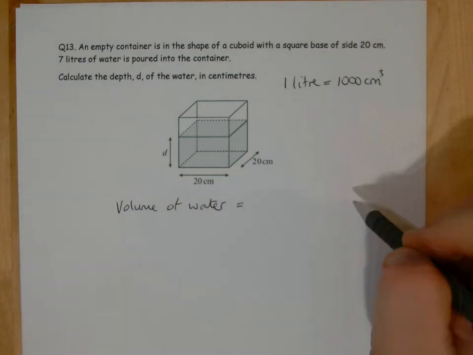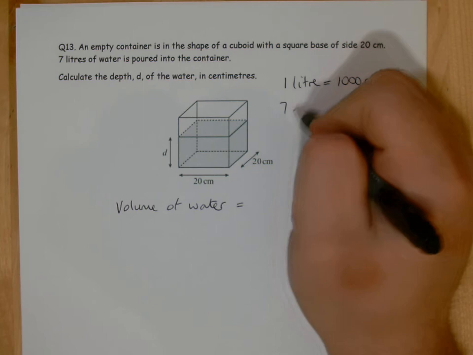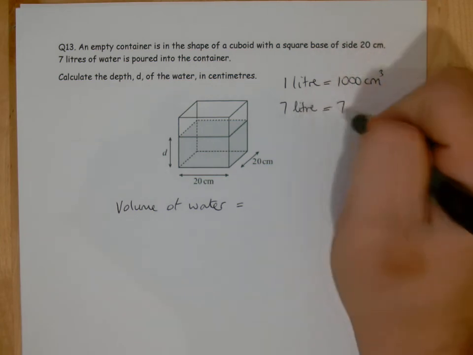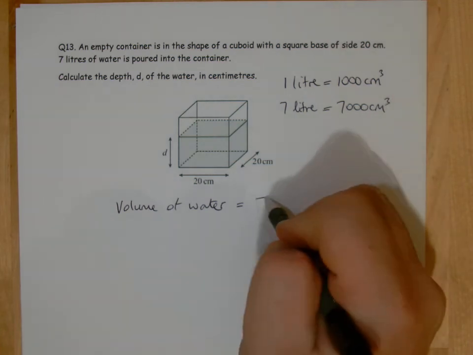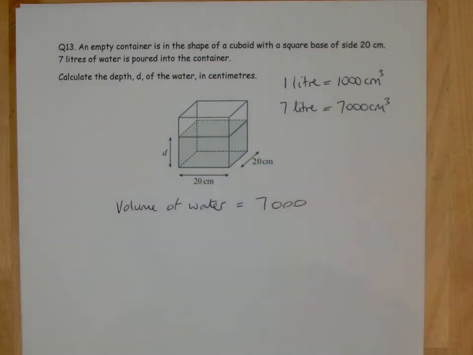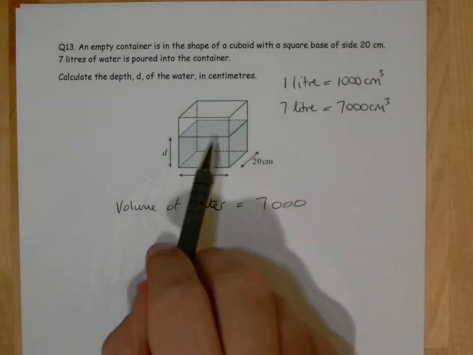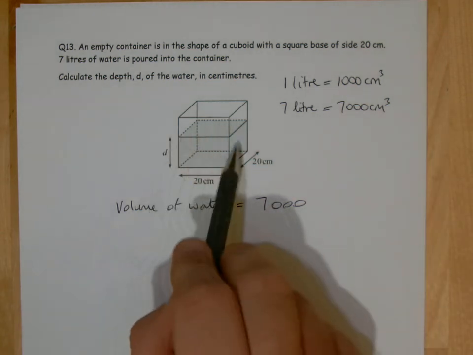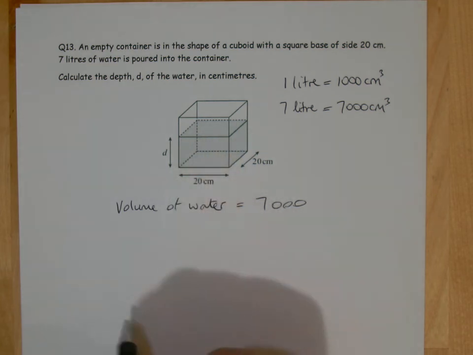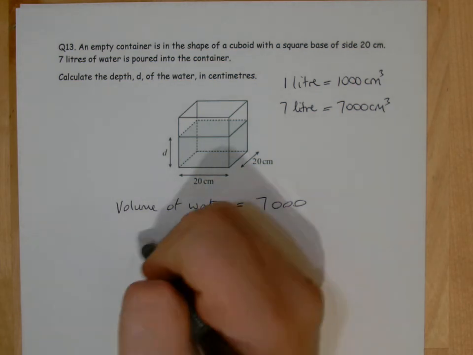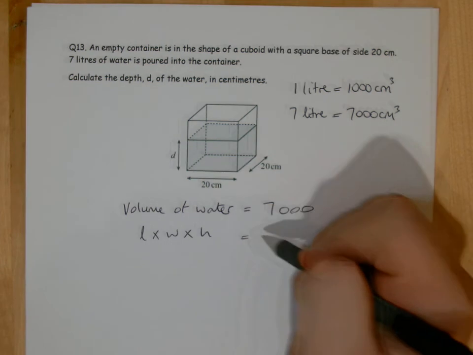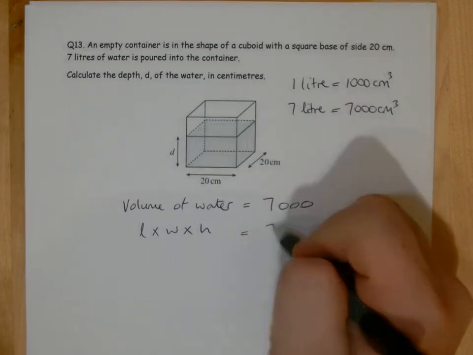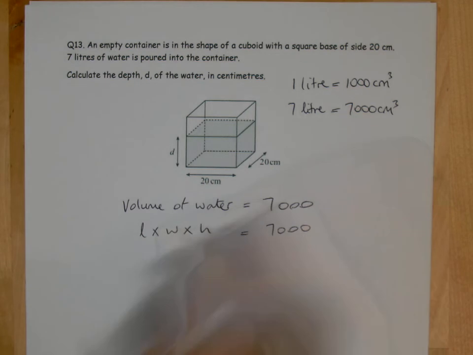So if 1 liter is 1,000 centimeter cubed, then of course we can figure out that 7 liters is going to be 7,000 centimeter cubed. So in other words, the volume of water in there is 7,000. Then you need to think, well, how would I normally work out the volume of that? Of course, it's a cuboid, isn't it? And with a cuboid, when you work out the volume, quite simply, it's length times width times height. It's those dimensions times together.